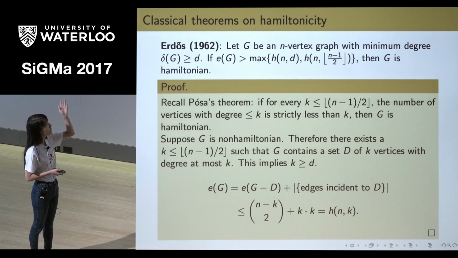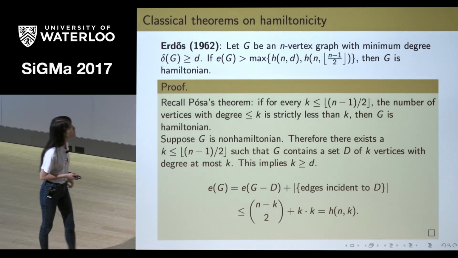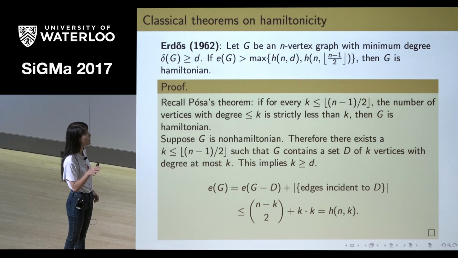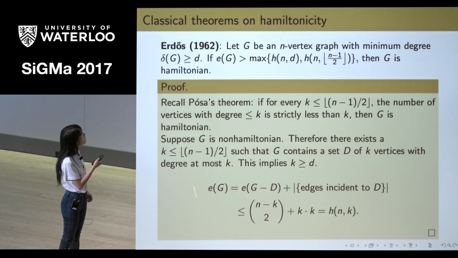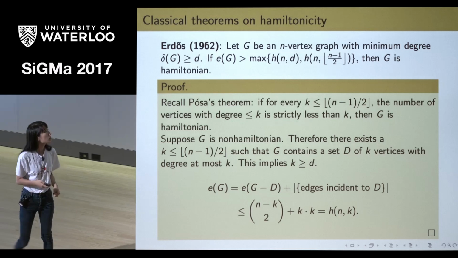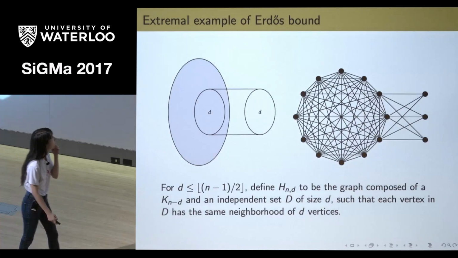And then the theorem just follows by convexity of the function h_n(k). So it is convex. I mean, it's a parabola. And so this function attains its maximum at one of the endpoints. So it's either this floor of (n-1)/2, or d. So that's how we get this bound. Okay. So just a simple theorem.